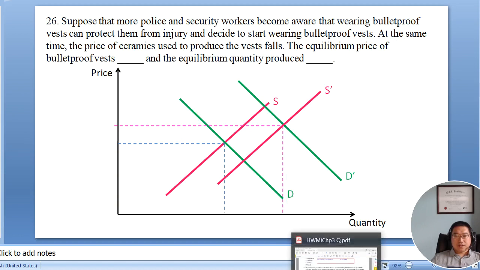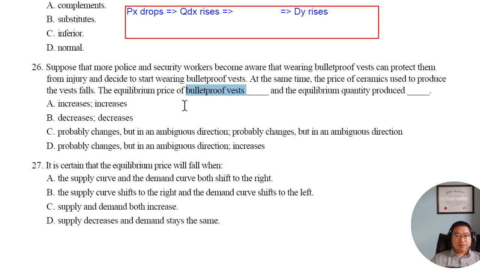And let's look at what we have. So the equilibrium price of bulletproof vests does what? Either increase or decrease. Do we really know that? The equilibrium quantity produced, we have an unambiguous direction, and that is higher. So that's for question 26.